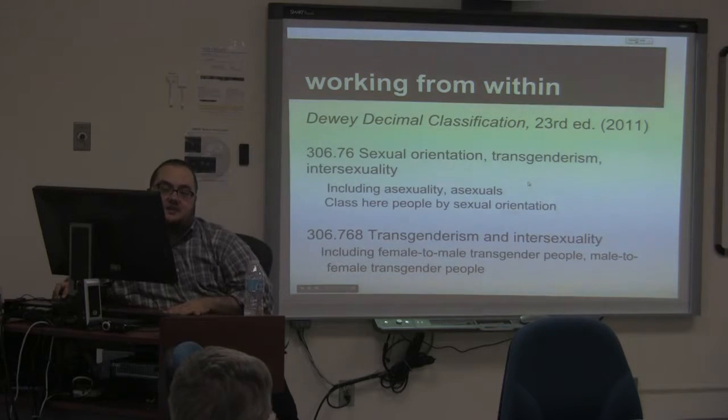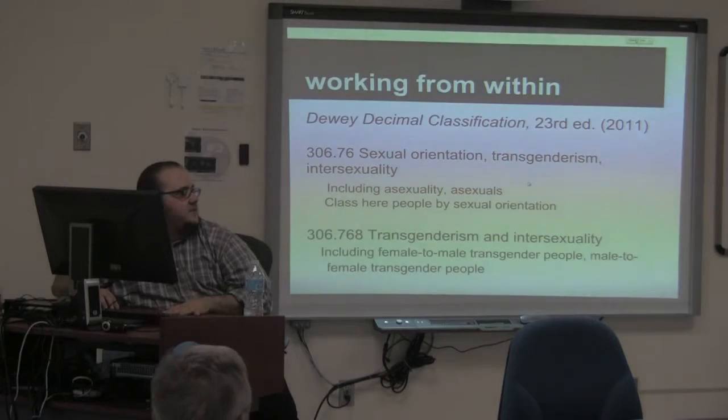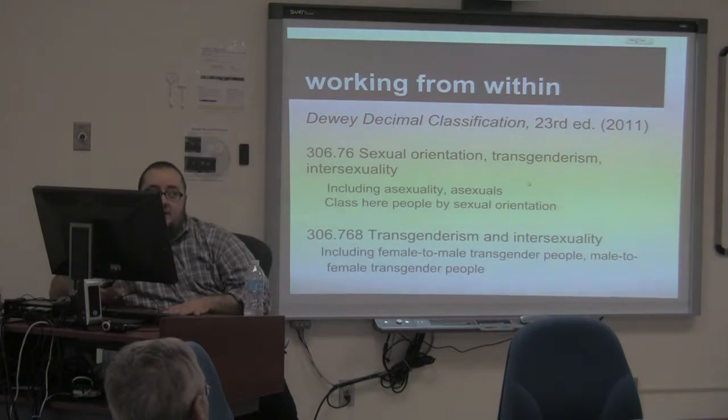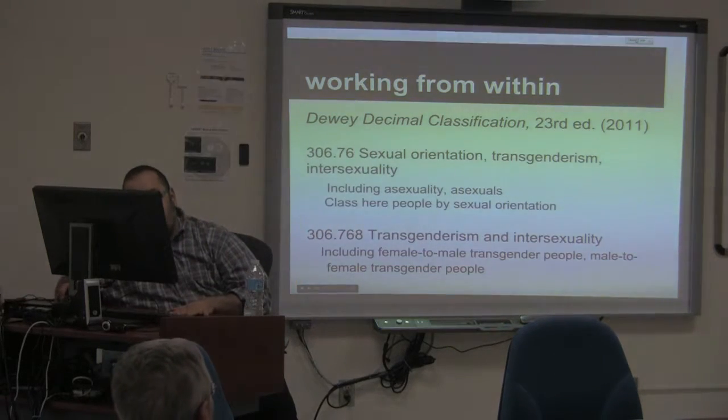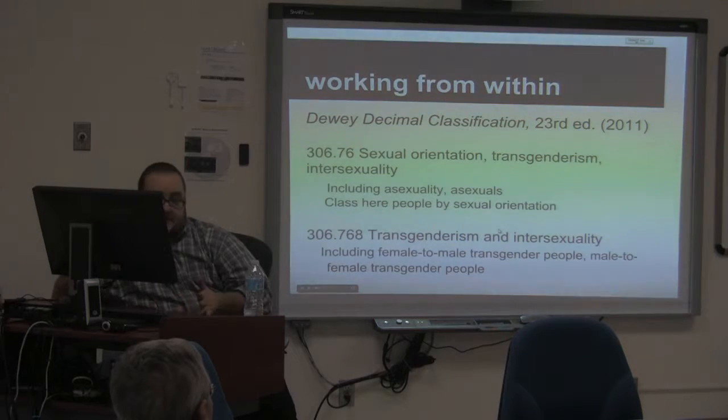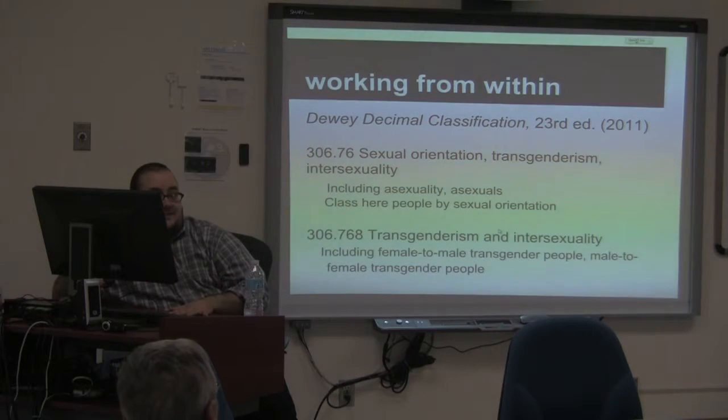And it also mentions asexuality and asexuals, which is an identity that people have been writing about a lot in the past 5 to 10 years or so, but this is the only example I could find of any type of commonly used classification scheme explicitly addressing them. And then they break things down even further for transgenderism and intersexuality, and the scope note says, including female to male transgender people and male to female transgender people, which was also the only explicit guidance I could find.